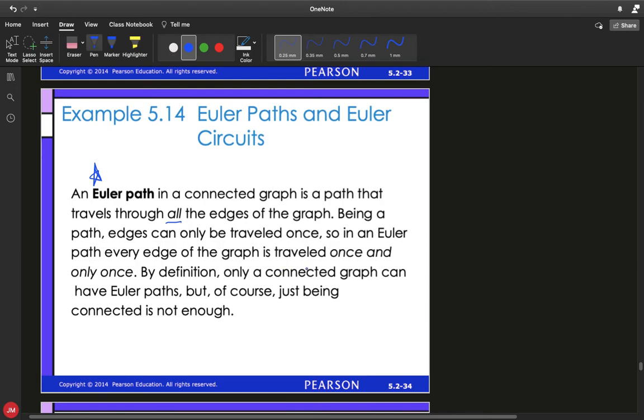Now, by definition, only a connected graph can have Euler paths because of course, if you have a disconnected graph, so you've got kind of 3 points over here and then another 2 points over here, obviously we're not going to be able to go through all of the edges of this graph. However, if we were to build a bridge and build an edge right here, we could have an Euler path because we would travel from here to here, from there to here, and then we could travel around each of the edges, arriving back at this vertex here. Now, just because two graphs are connected does not necessarily mean that they have an Euler path.